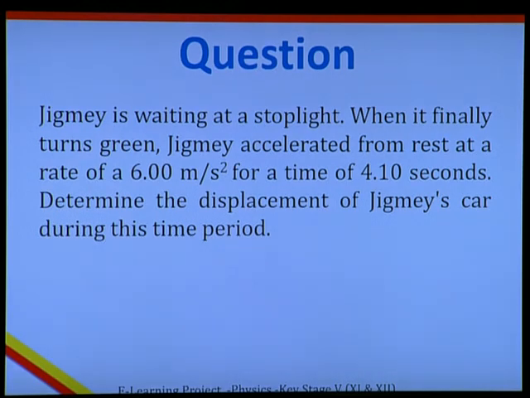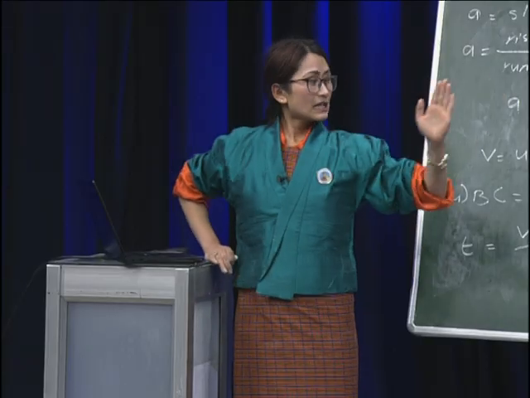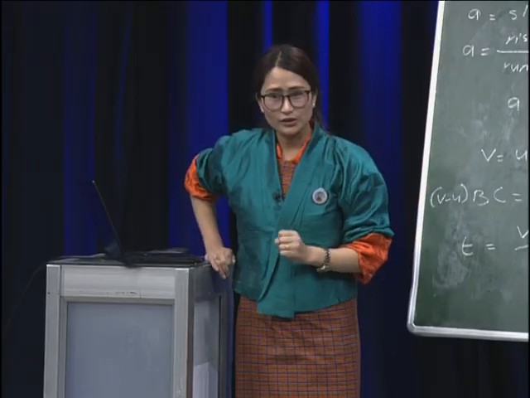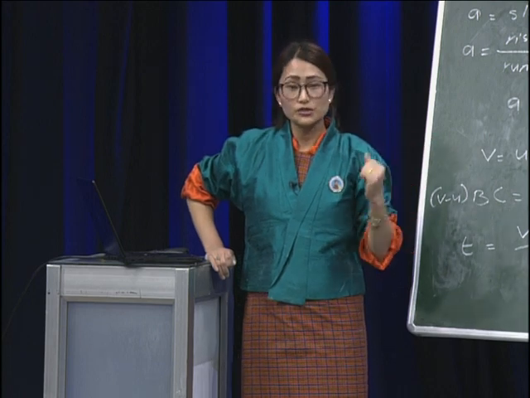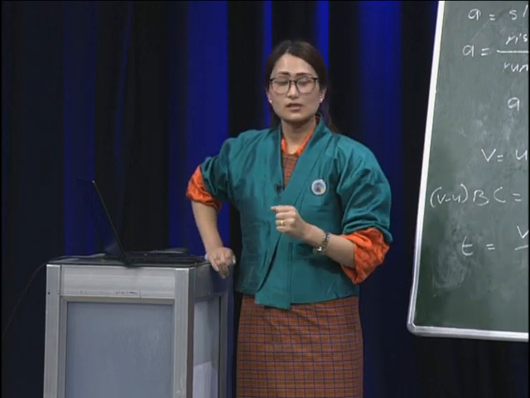Okay, Jigme accelerated from rest at a rate of 6 meter per second square for a time of 4.1 seconds. Determine the displacement of Jigme's car during this time period. So this is a numerical question, and we will now be using one of the kinematic equations in solving it.